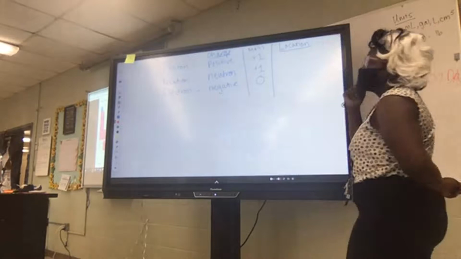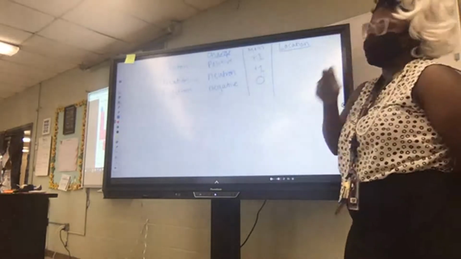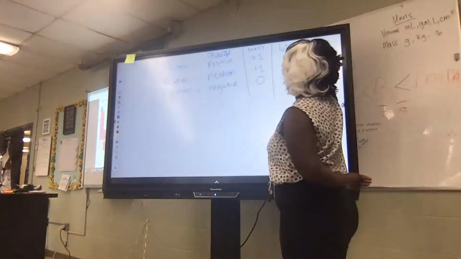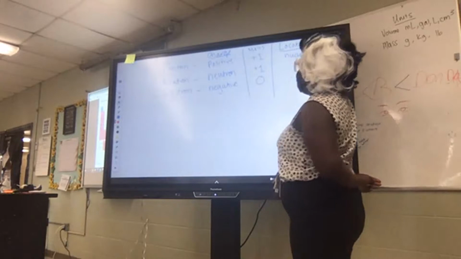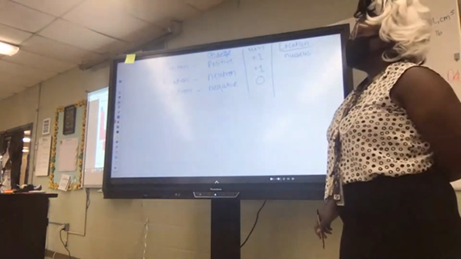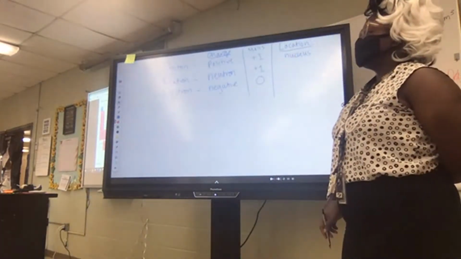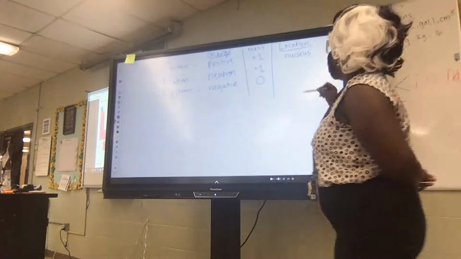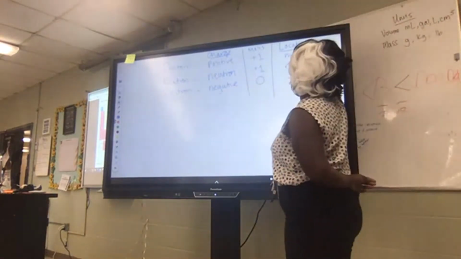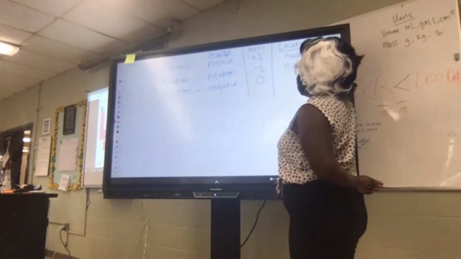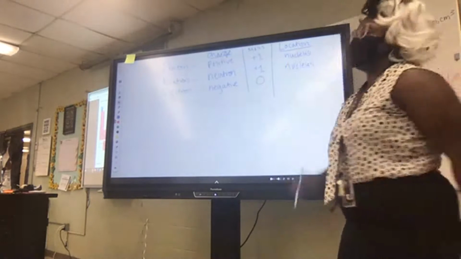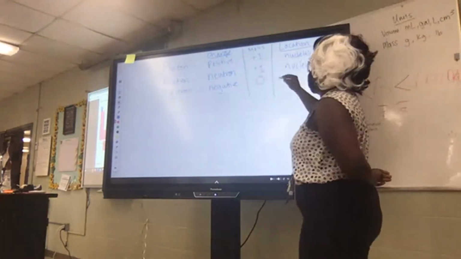Their location. The proton is going to go to the nucleus. The neutron is also going to be in the nucleus. And the electron is going to be in what we call the electron cloud.